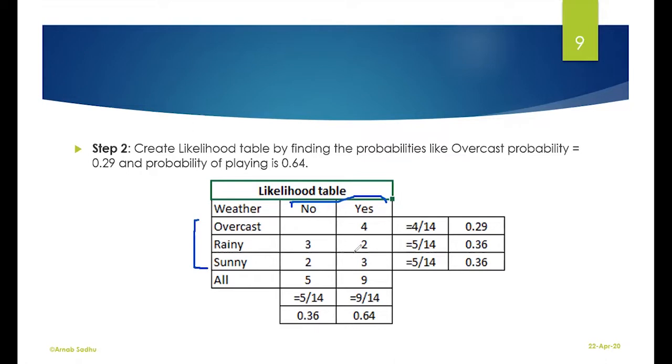What is the probability of the weather being rainy? It is 5 by 14. What is the probability of the weather being sunny? It is 5 by 14 again. So these are the probabilities of the weather, 0.29, 0.36, 0.36. If you add those numbers, you will find 1. The probability of not playing is 5 by 14. What is the probability of playing? Yes is equal to 9 by 14, 0.64. Again, if you add these two numbers, you will find 1. So these are the likelihoods of occurrence that we have generated in the likelihood table.